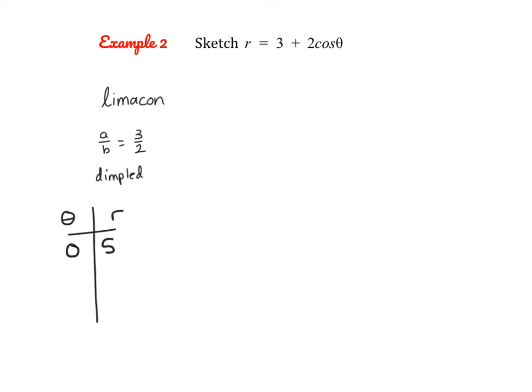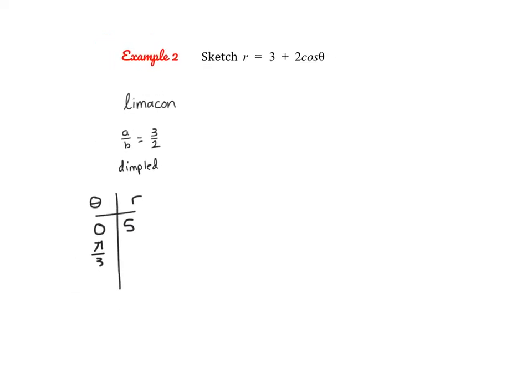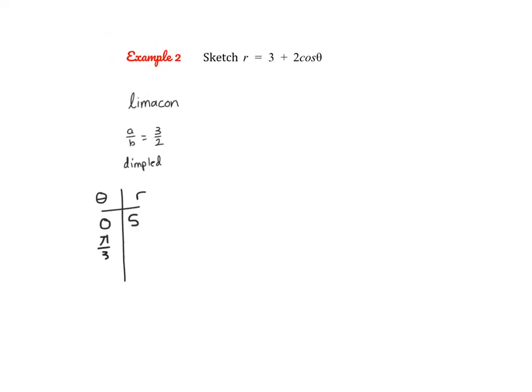I'm going to pick pi over 3 because I know the cosine of pi over 3 is a nice number. It's 1/2, so this will give us a value of 4. And then let's do pi over 2. Cosine of pi over 2 is 0, so that leaves us with 3.